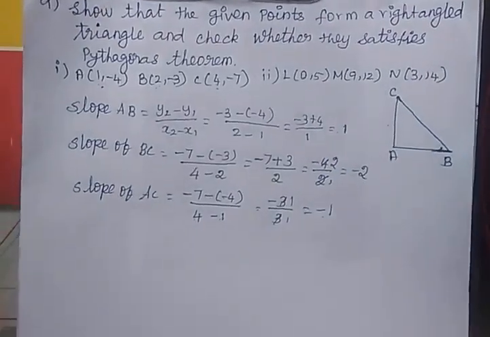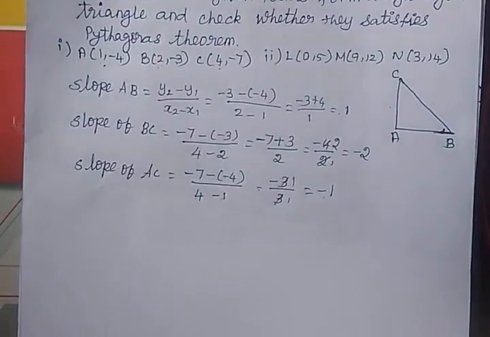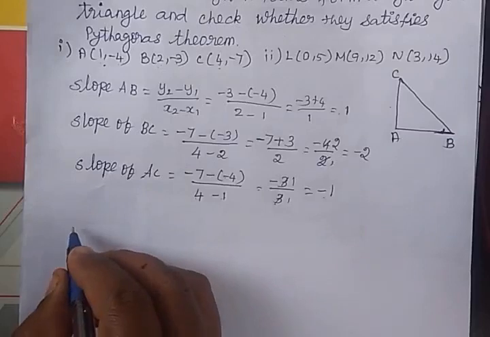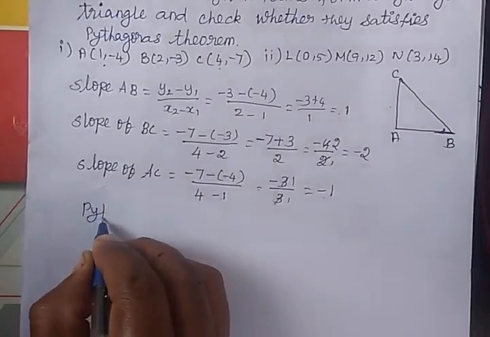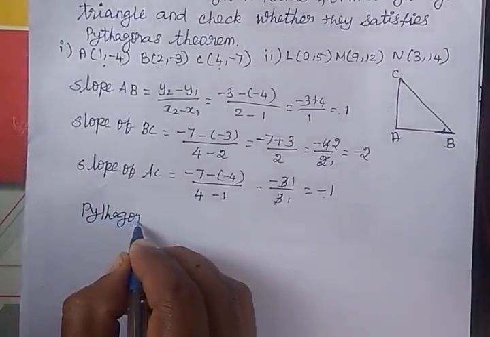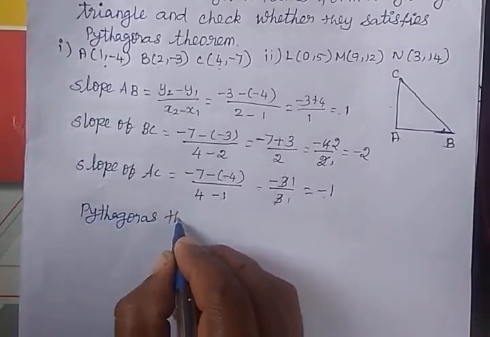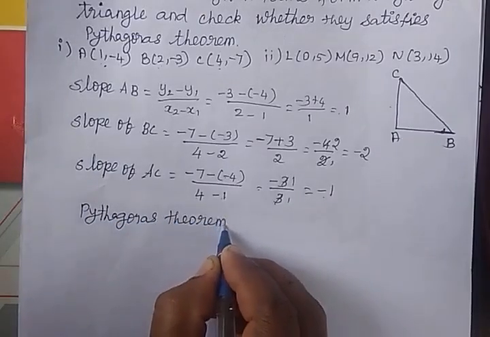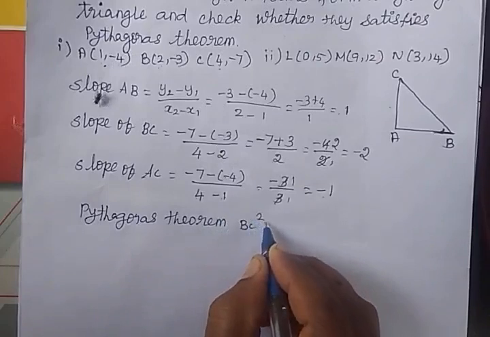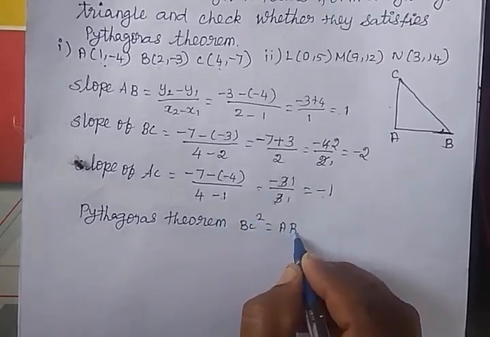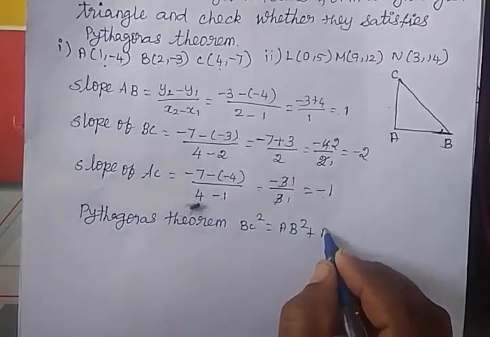And also we want to prove that by the Pythagoras theorem. We know that the Pythagoras theorem says BC squared is equal to AB squared plus AC squared.